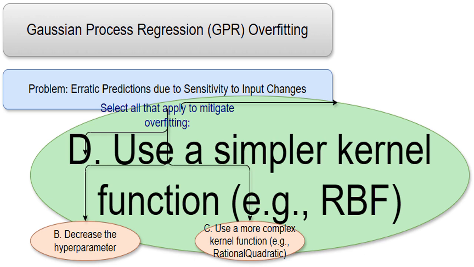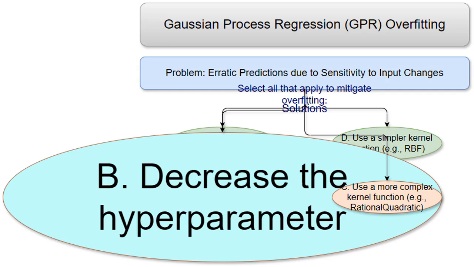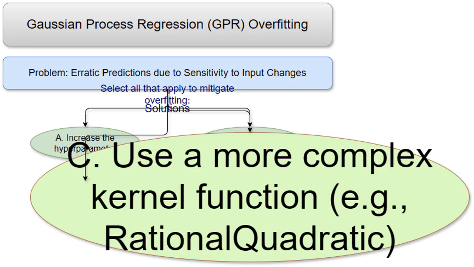I would avoid decreasing alpha. That would tell the model there is very little noise in the data, so it would fit the noise more precisely, which would make overfitting even worse. Using a more complex kernel function would give the model more flexibility to fit the training data perfectly but might overfit even more.